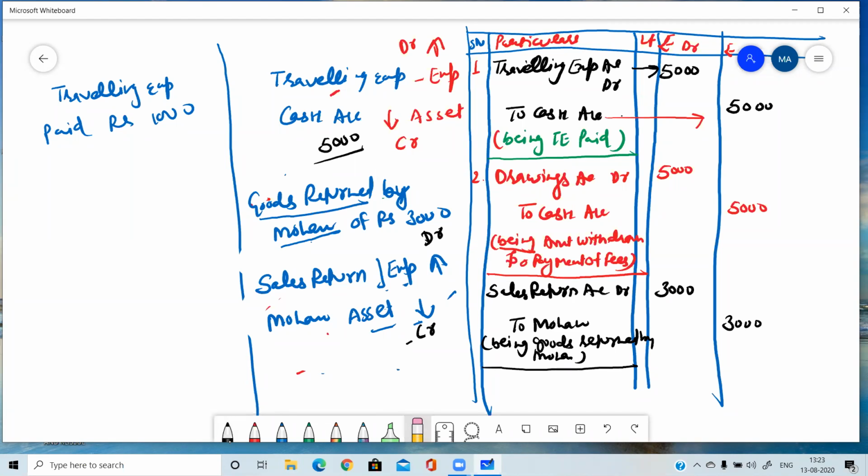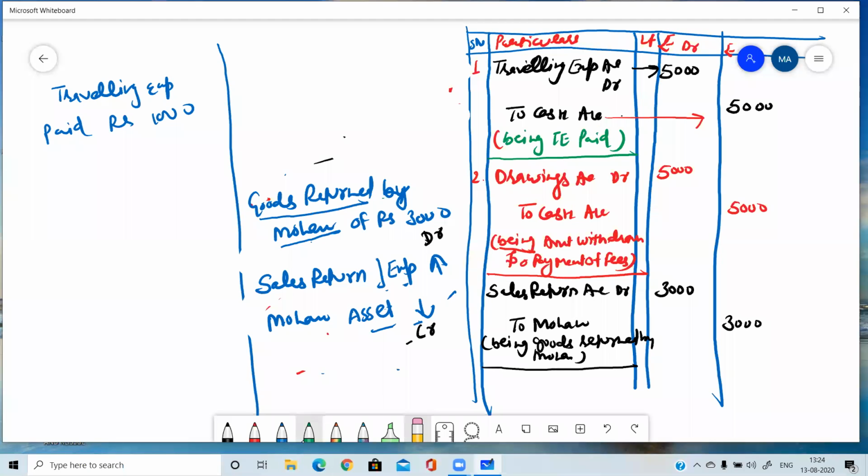Next, write down: returned goods to Radha, costing rupees 10,000. So what does it mean? Purchase return or sales return? Returned goods to Radha means we are returning goods to Radha. It means Radha is our supplier, our creditor. So we have returned goods. So it's a purchase return. The account here in bold is purchase return.